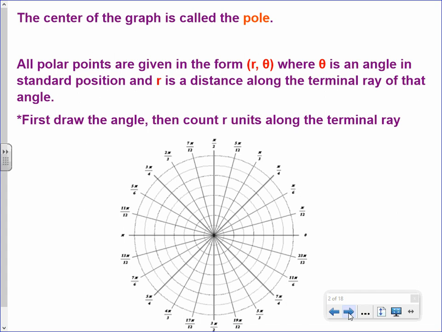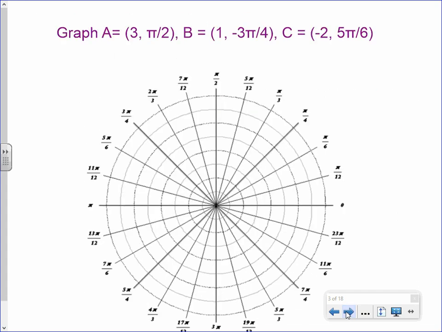We'll do a couple of practice coordinates here once you feel that you've written down everything you need. Okay, so 3 comma pi over 2. We are first going to rotate to pi over 2, and then we are going to move 3 tick marks.